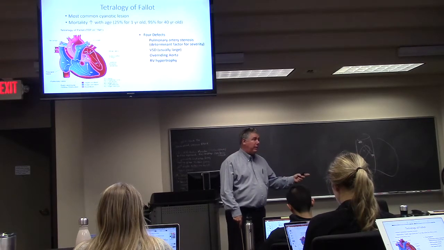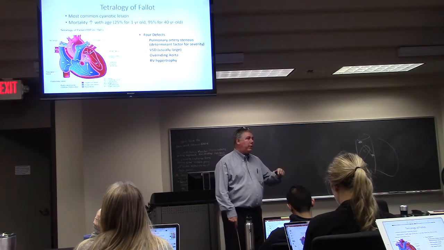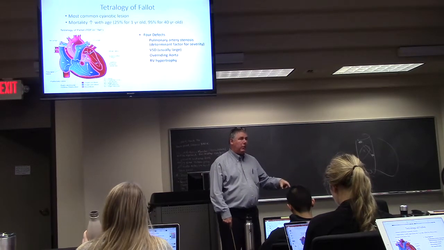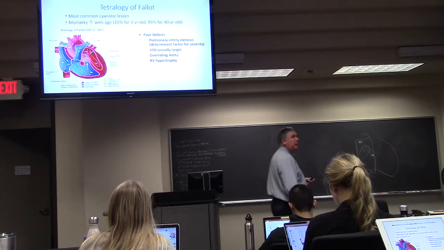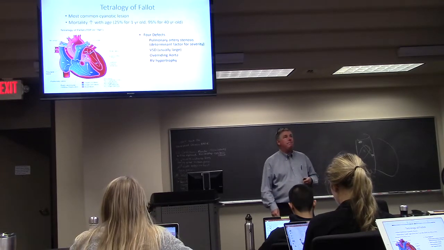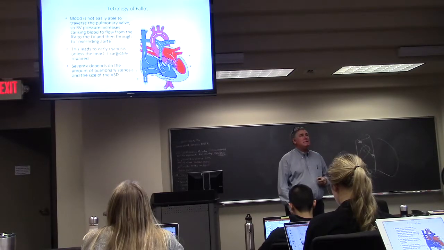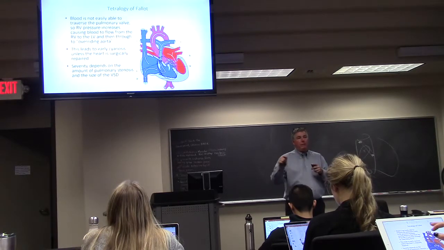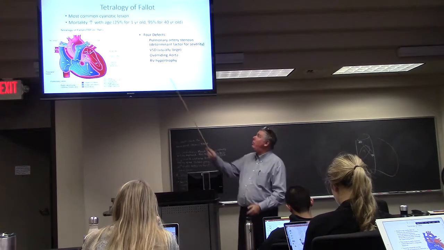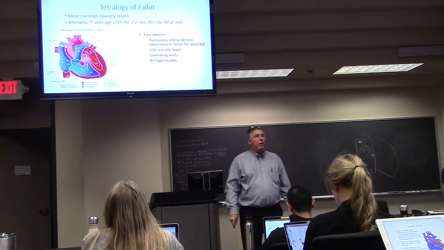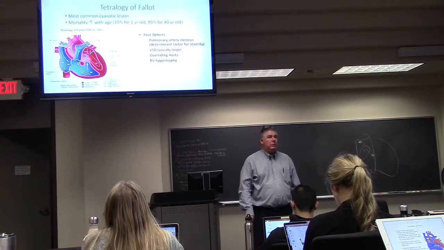You can live with tetralogy of Fallot into adulthood. The determinant factor for surgical correction, though, is the first bullet point, the pulmonary artery stenosis. This is the issue here. Okay? So because of those different things, because you have pulmonary artery stenosis, you're going to have right ventricular hypertrophy and poor perfusion of the lungs.